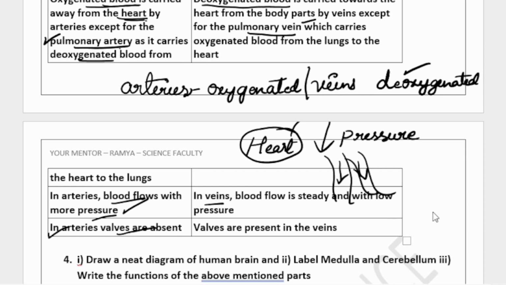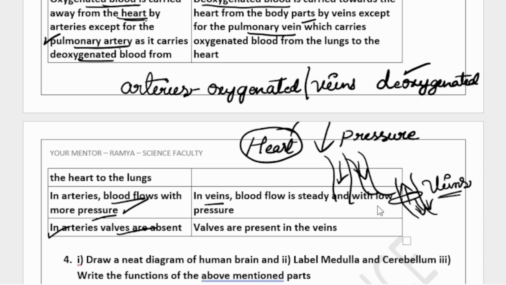Whereas in the veins, veins carry blood in the backward direction. So to prevent the backflow of blood, the valves are present. In which region? It is present in the veins. So in the veins, the valves are present to prevent the backflow of blood. Very important. So now let us go for the next question, my dear students.